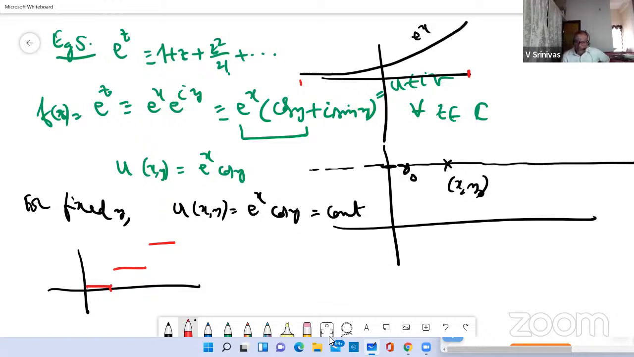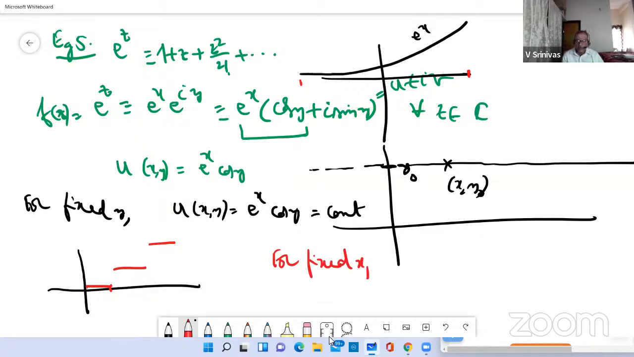So e power x is continuous, and a constant is continuous. That's how this is continuous. So the projection of this is continuous in the x direction, which means for fixed y it is continuous. Similarly, you discuss the continuity of this for fixed x. For fixed x, what happens?